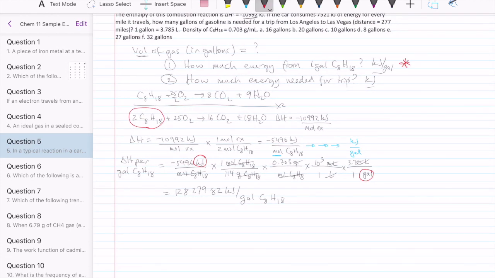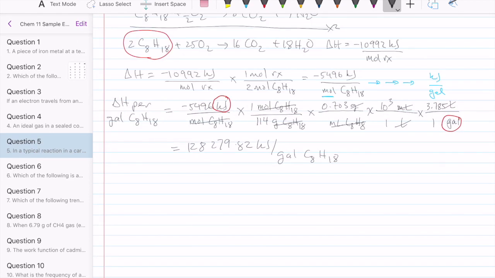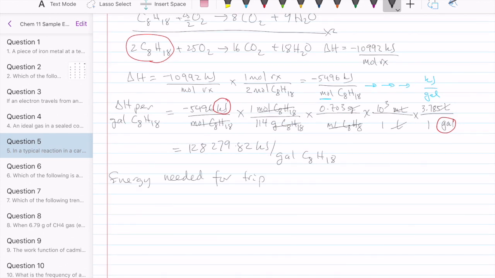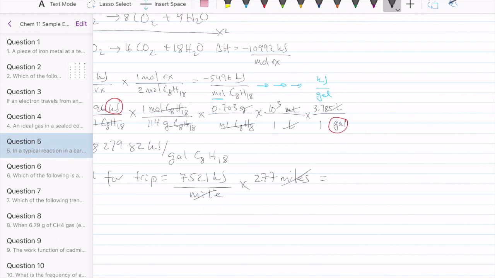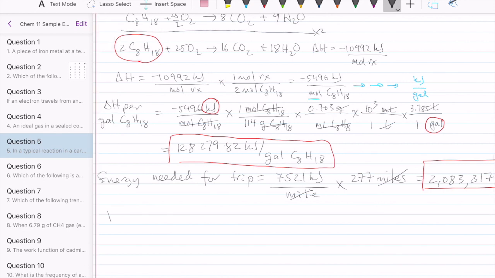Now I need to find the second quantity, which is how much energy I need for the trip. I was told that the car consumes some energy per mile, and the trip itself is 277 miles long. So I can calculate the energy needed for the trip, and that's just the amount of energy needed by the car per mile times 277 miles, and that gives me about 2 million kilojoules of energy. Now that I have these two numbers, kilojoules per gallon and kilojoules of energy needed, I can use dimensional analysis to find out the volume of gas needed in gallons.